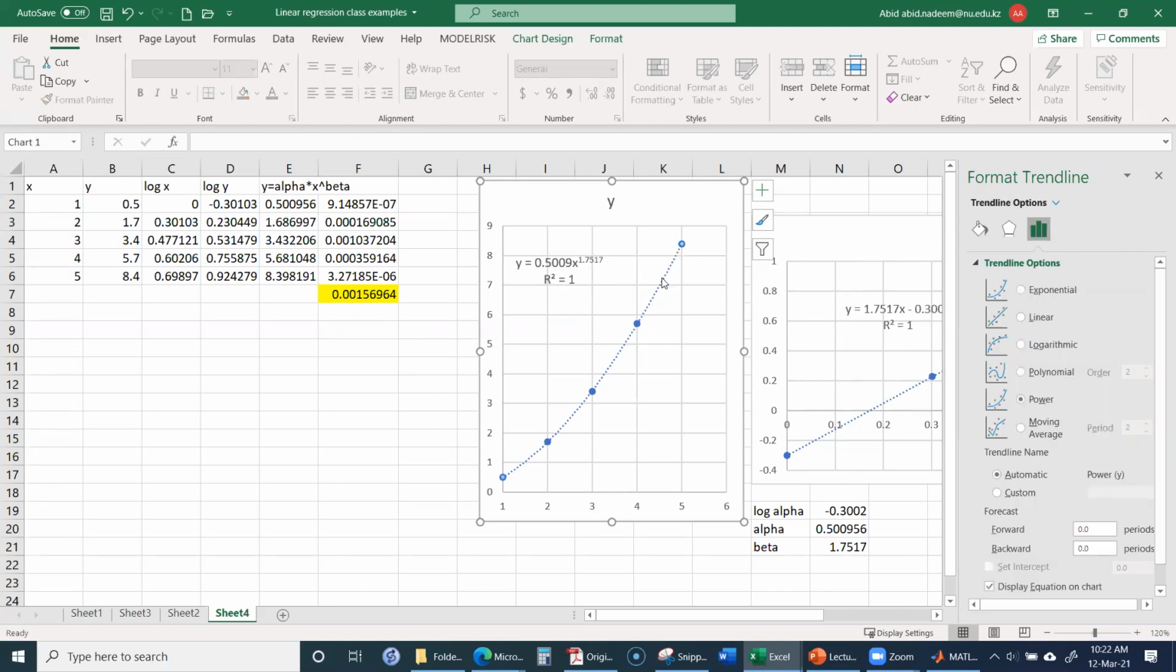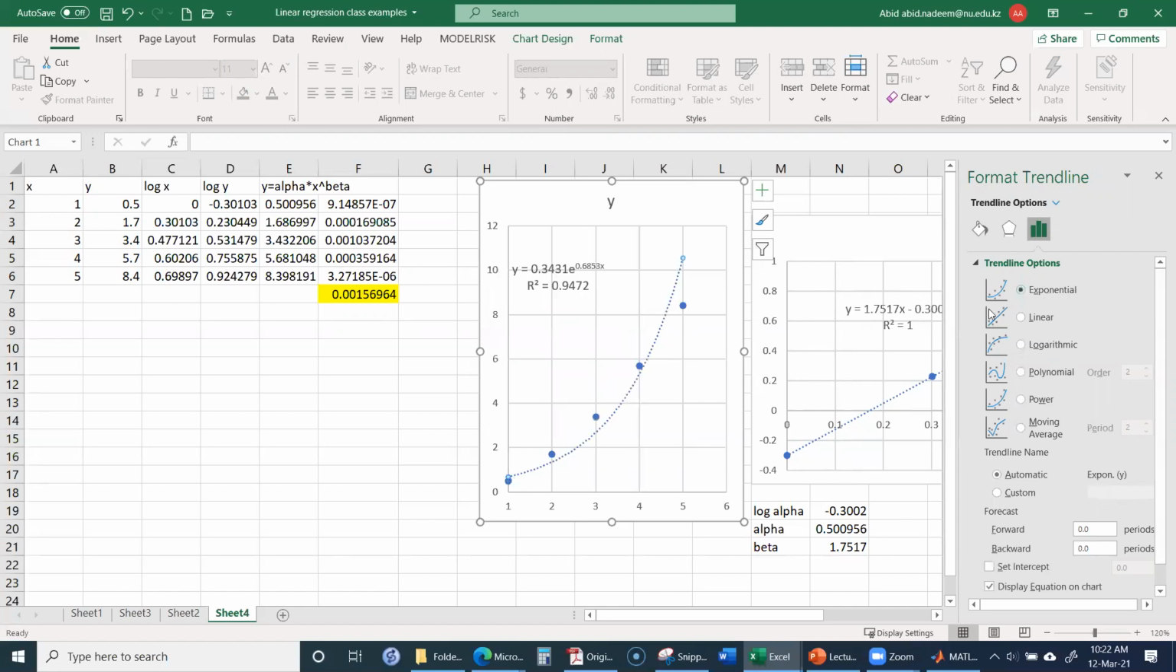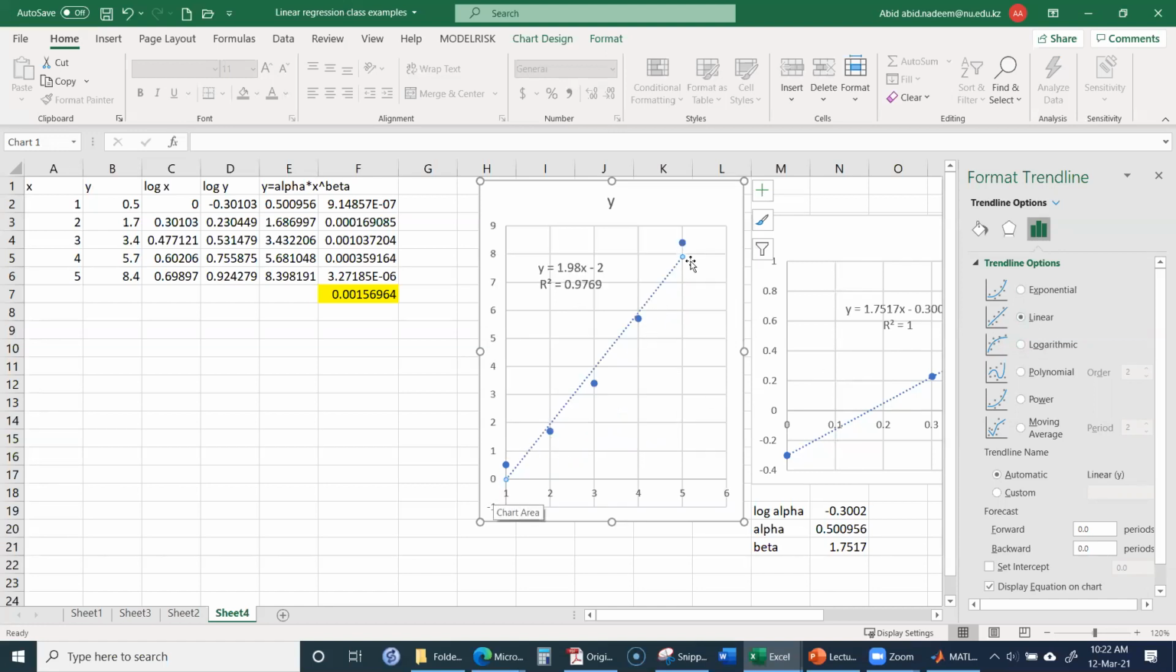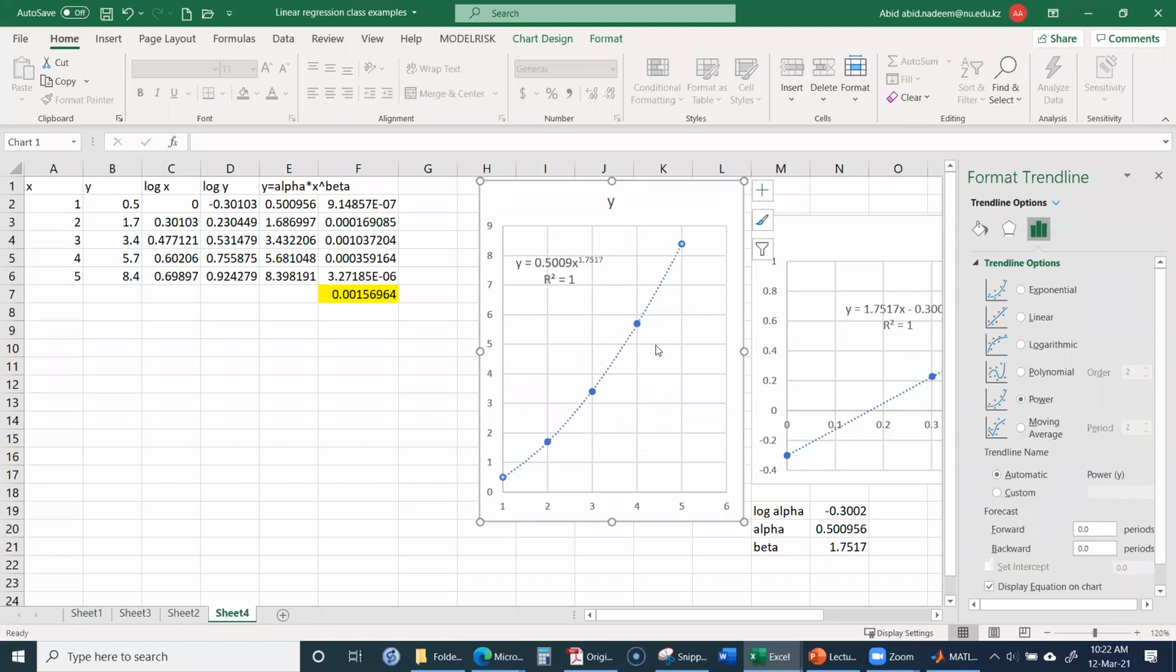Okay. Similarly, maybe we can change also, let's see, how about the exponential? But you can see that for the exponential, it is not fitting very well. And the R square is also low. If I change to linear, yeah, linear looks a little bit better in this case, because the R square is 0.97 over here, but it is still not better than the power. So the power is like this, which is the same result which we have got from here.